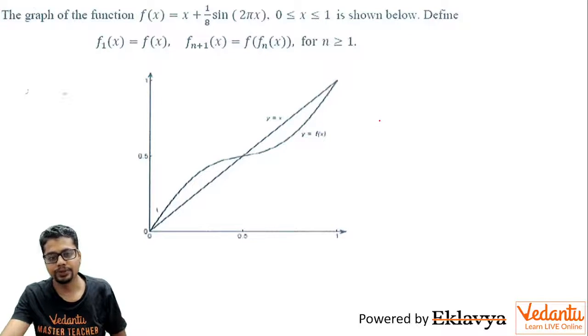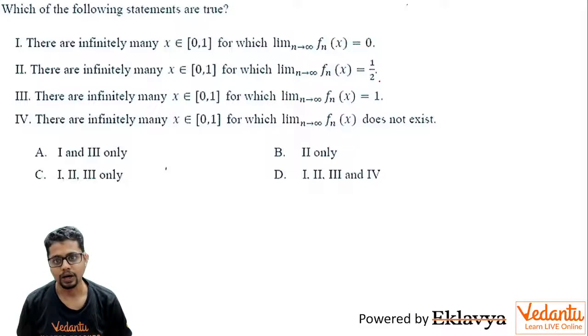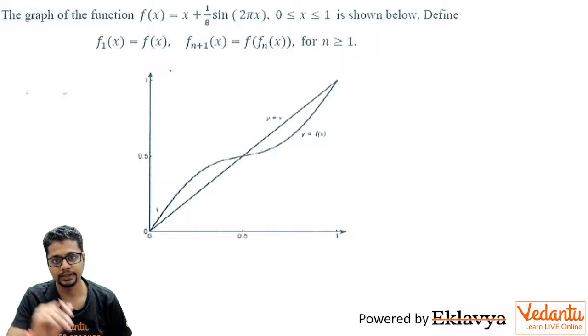Now coming to the options, what we have been asked to comment upon is, option 1, 2, 3, 4 being: there are infinitely many values of x in this interval 0 closed to 1 closed for which the limit n tending to infinity of fn x is 0, half, 1, or does not exist. We have to comment upon which among these four is or are true. So let's go back to the previous slide.